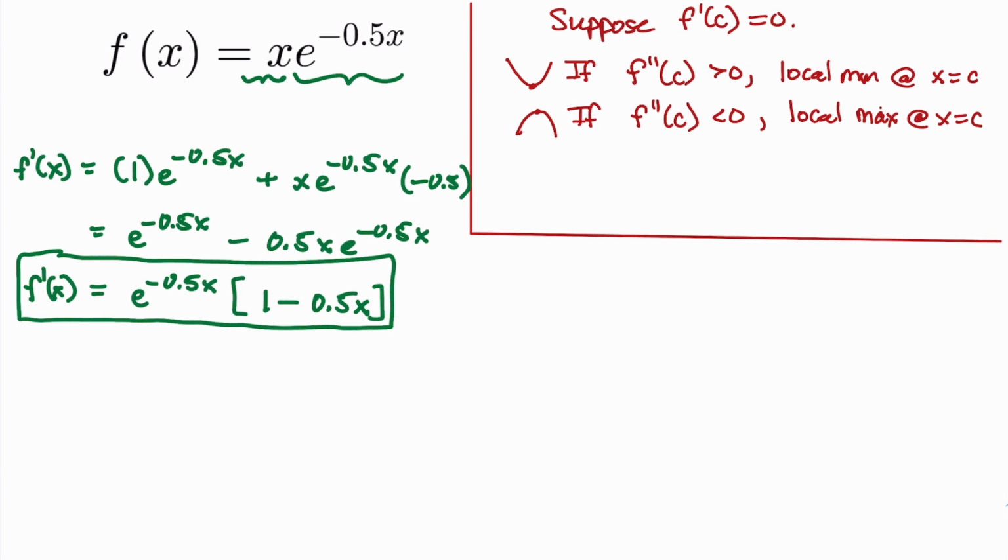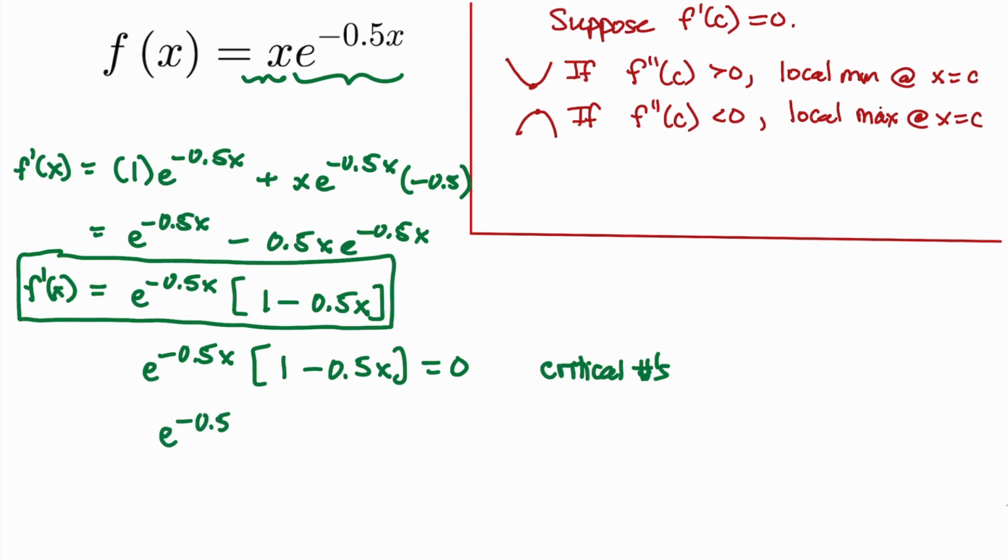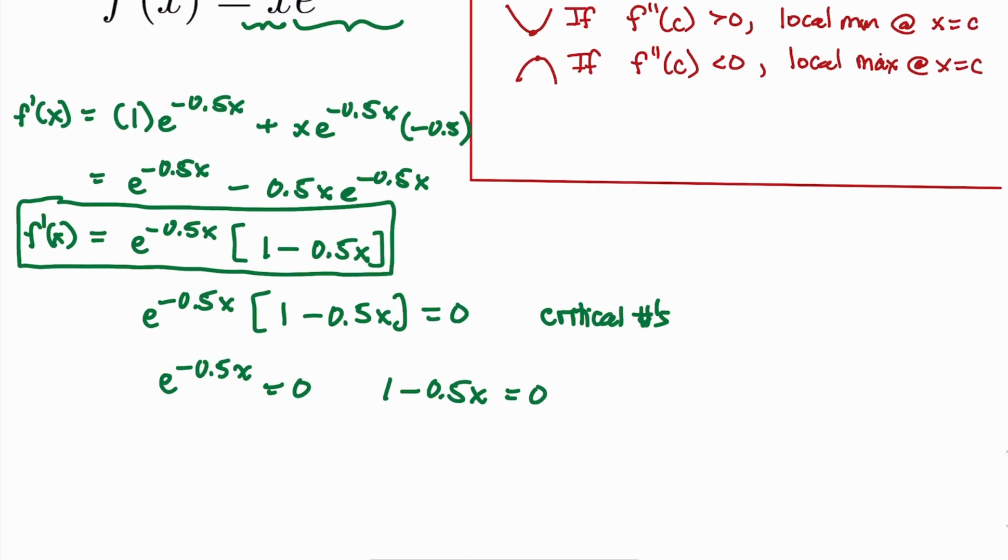So I want to know where that's equal to 0, so I set it equal to 0. If we need a point of reference here, this is finding critical numbers. And remember that since it's in factored form, we know that each factor could be 0. Now remember, an exponential never takes on a value of 0 because there is no exponent that creates 0. So this is no solution. And on the right, if we add 0.5x to both sides and divide by 0.5, we have x equals 2. So x equals 2 is the critical number we're going to pay attention to.